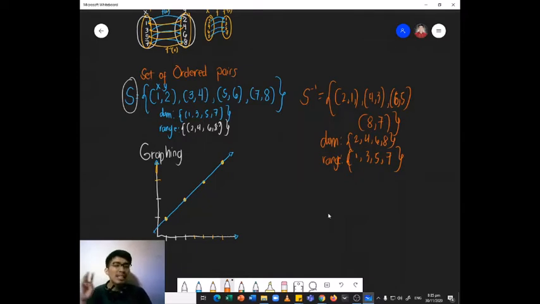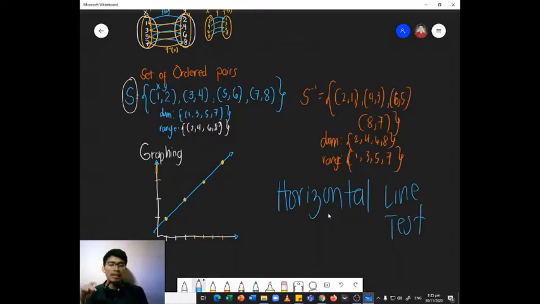So this test is what you call the horizontal line test. If you still remember in my previous class, we used the vertical line test to test if the graph is a function or not a function. But the horizontal line test will test your certain graph if it has an inverse or it doesn't have an inverse. Okay, so how are you going to use this?